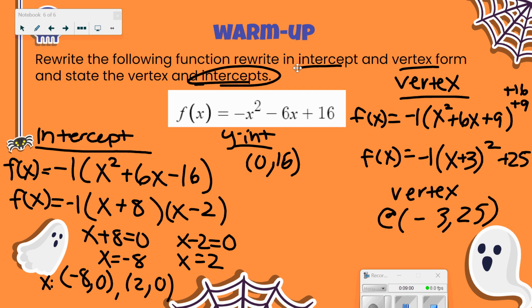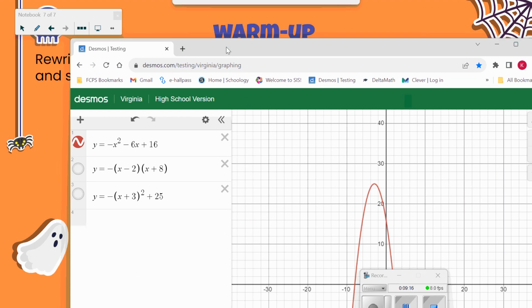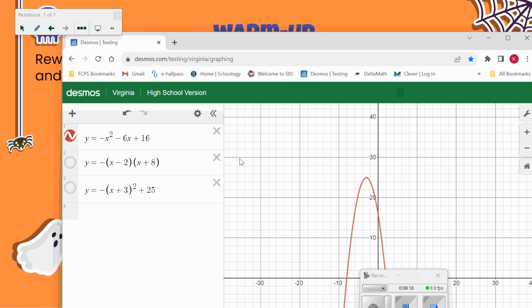I told you guys you should be using Desmos not to do your problem on your homework, but as a way to check graphically. So I wanted to just show you guys going forward, for the rest of your homework, how you can check graphically with Desmos. This is how you could check graphically with Desmos. You're going to just enter whatever form you're given. So we were given our standard form. And notice line 2 is what we got in our intercept form.